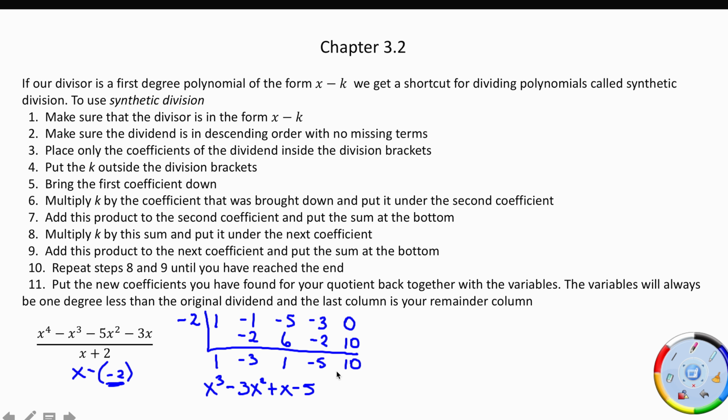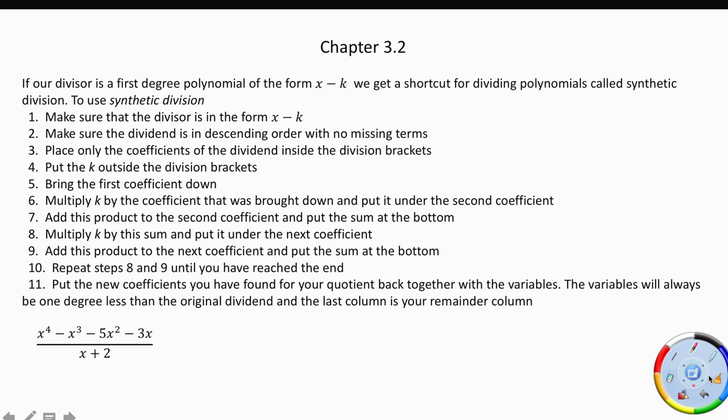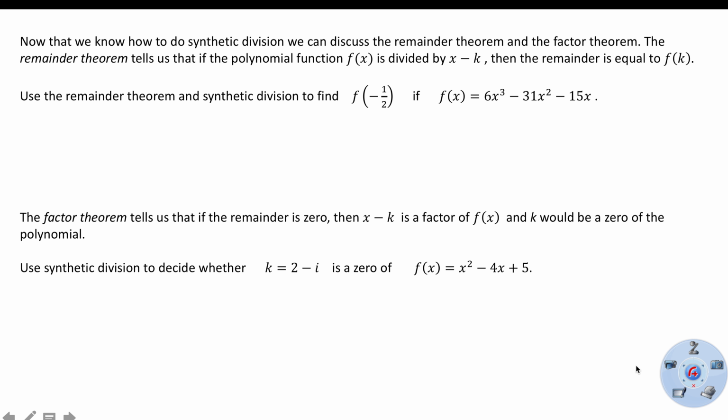And this last column is my remainder column. So remainder is plus 10 divided by x plus 2. If it didn't go evenly, I have a remainder. So x to the 4th minus x cubed minus 5x squared minus 3x divided by x plus 2 is x cubed minus 3x squared plus x minus 5 plus 10 over x plus 2. We're going to do synthetic division a lot in the coming days, over and over in multiple problems, so we should get plenty of practice at it.